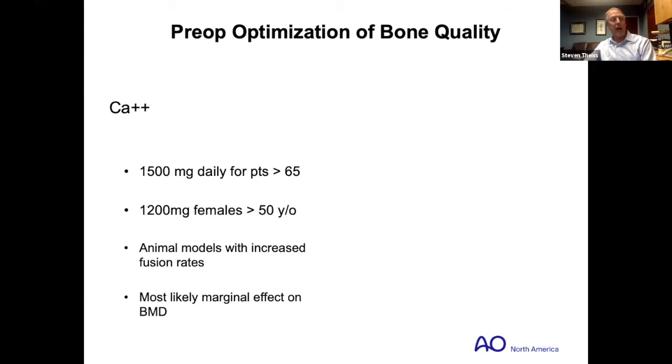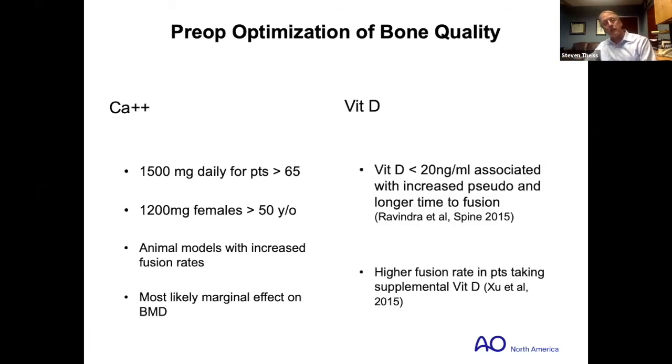The interesting thing about calcium is that while there's some animal models that show that supplemental calcium may increase the fusion rate, there's really no clinical studies that show any improved outcome by supplementing calcium in the perioperative period. So while it's an important intervention to prevent osteoporosis, to think that you're going to give someone supplemental calcium and improve their fusion rate is not true. It just hasn't been shown. On the other hand, though, vitamin D has been shown to significantly correlate with fusion rate and with perioperative complications.